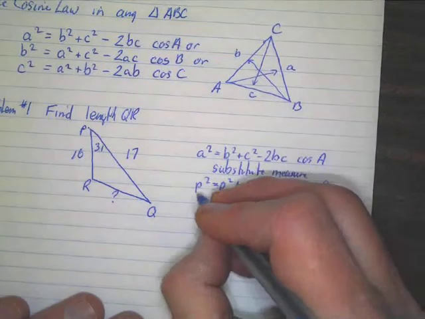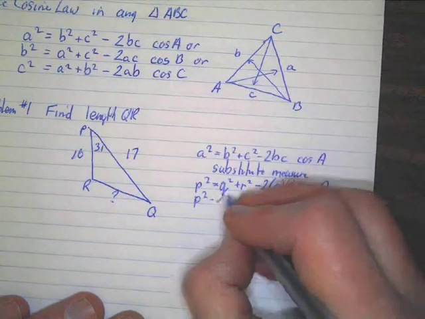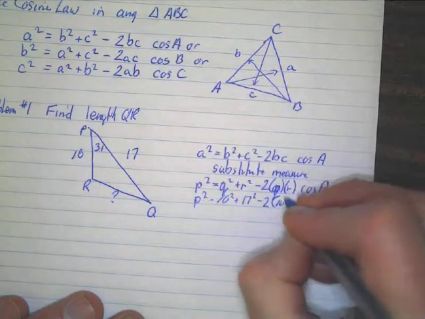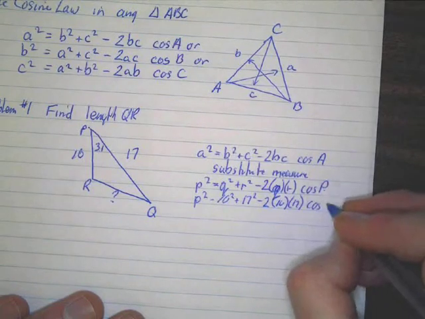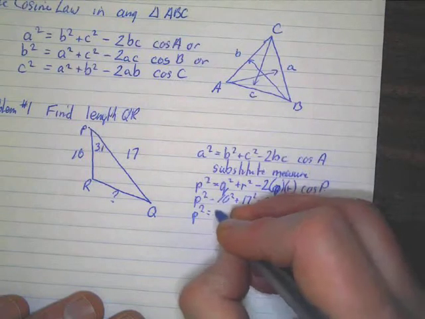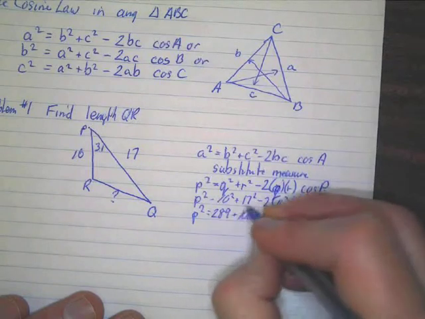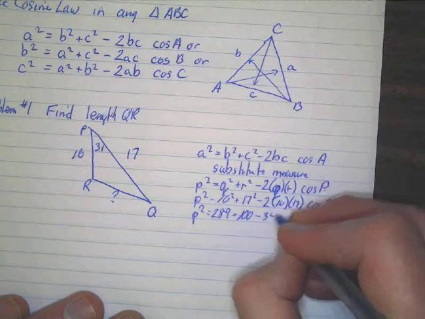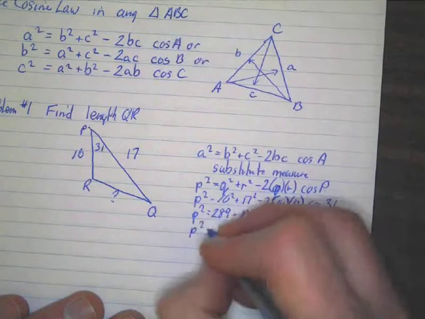So then substitute the numbers in. I do not have a little p, so it's P squared. My Q is 10 squared plus my R, which is 17 squared, minus 2 times 10 times 17 times cos P, which is 31. P squared is equal to 289, oh sorry, plus 100, I switched these around, minus 340 times cos 31.